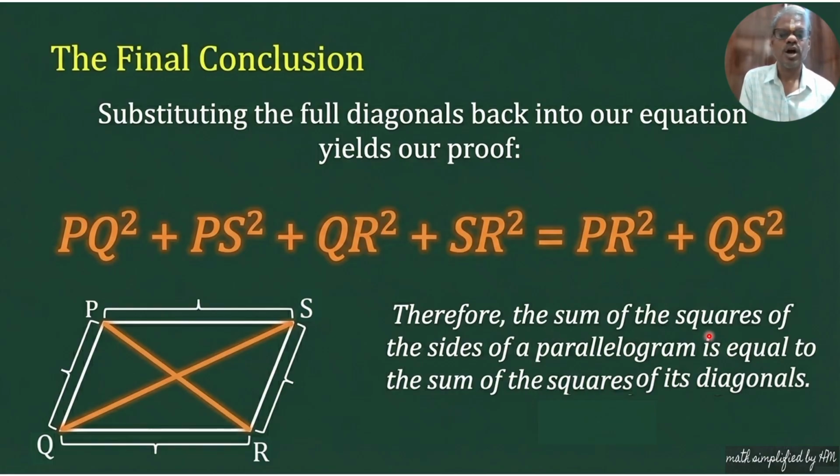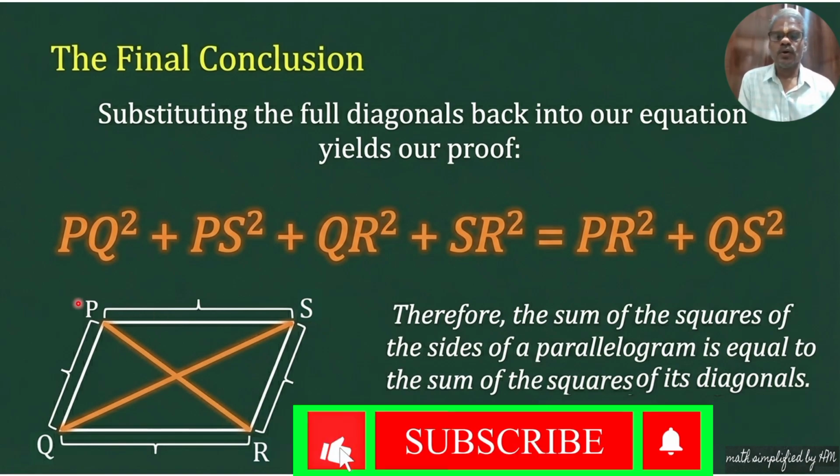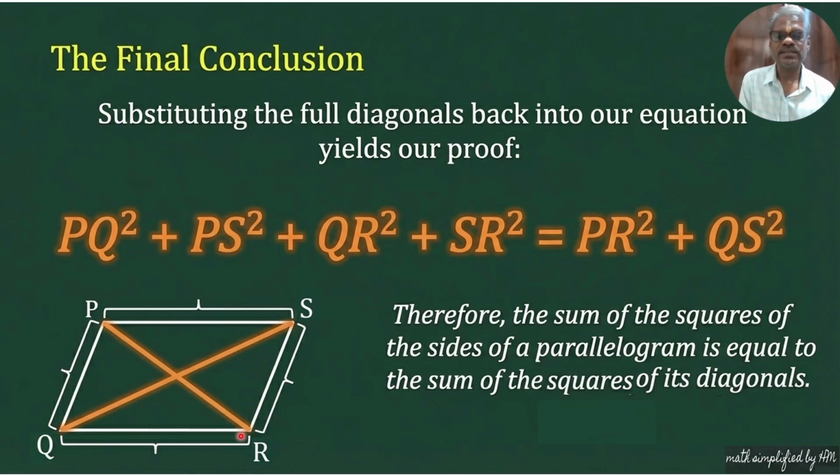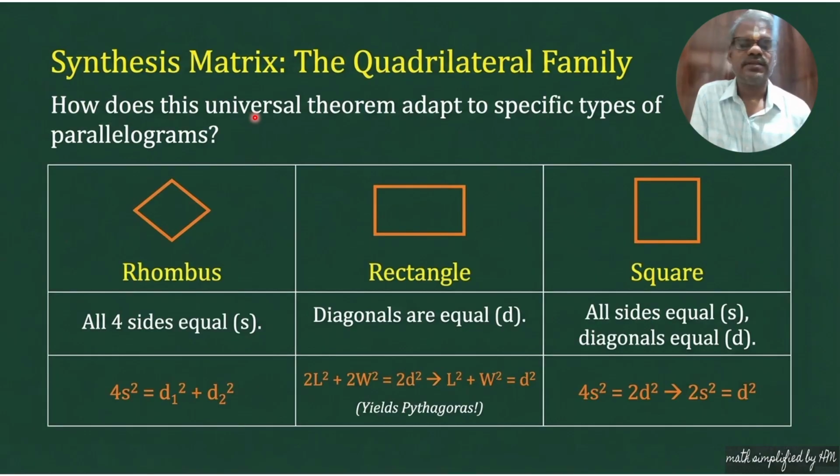Therefore, the sum of the squares of the sides of a parallelogram is equal to the sum of the squares of its diagonals. Look at this equation. We know that PQ is congruent to SR and PS is congruent to QR. So we can also write this as 2 times PQ square plus 2 times QR square is equal to PR square plus QS square. Synthesis matrix, the quadrilateral family.